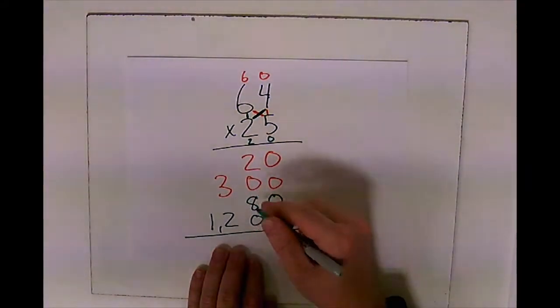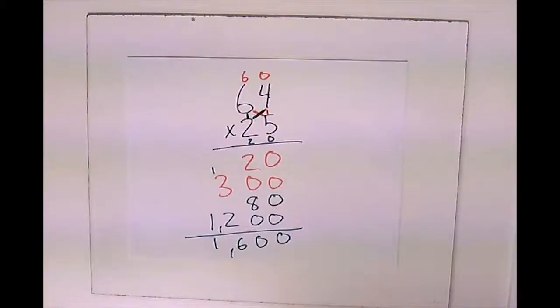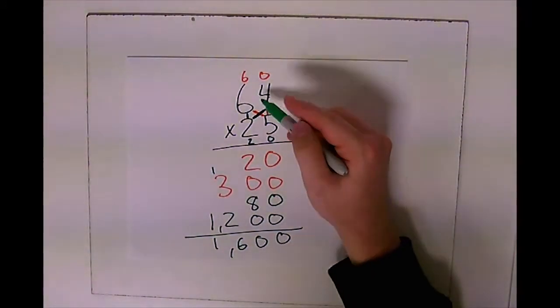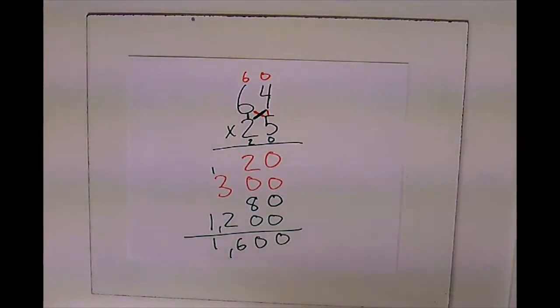Now I'm going to go to the tens place, because we start at the ones, and we move to the tens. 6 times 2 is 12, but remember that's 60 times 20, so it's actually 1,200. Now I just need to add them up, and we have 1,600. So 64 times 25 equals 1,600. And that's multiplying 2 digits by 2 digits using partial products.